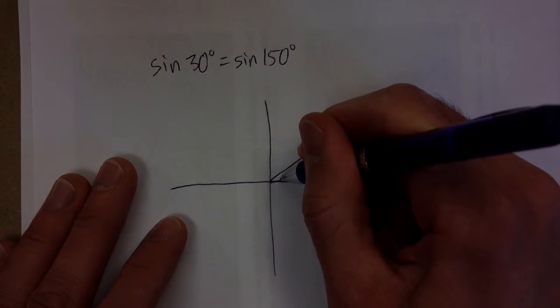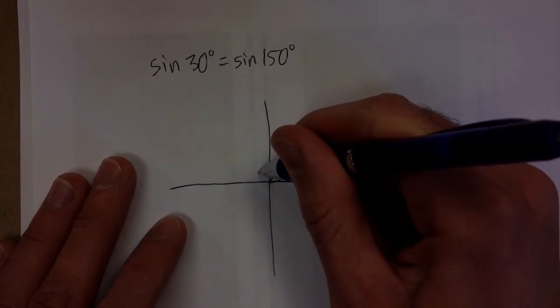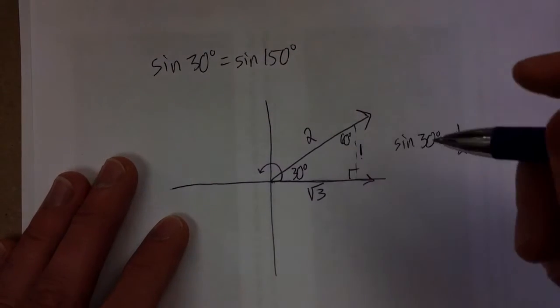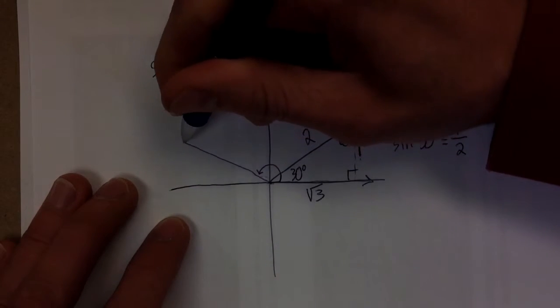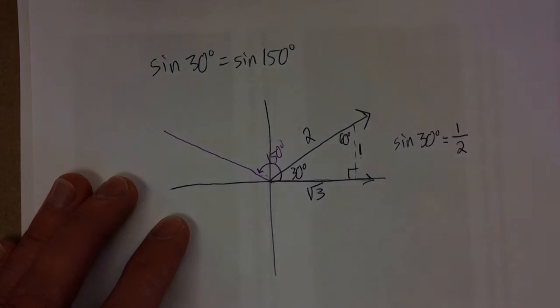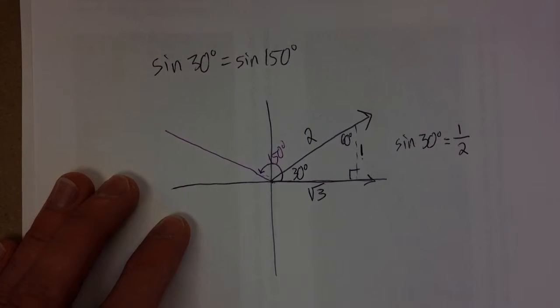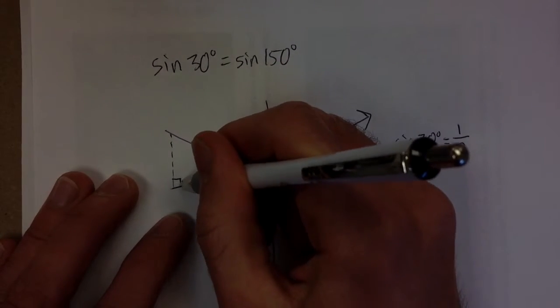When you draw that in standard position, you start from the positive x-axis and you go counterclockwise. It still has to do with right triangles. We're still in right triangle trig land. Later on, we'll level up.